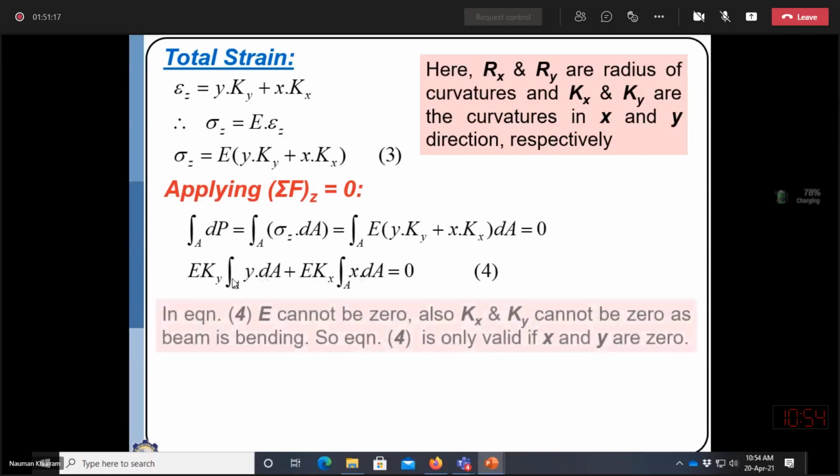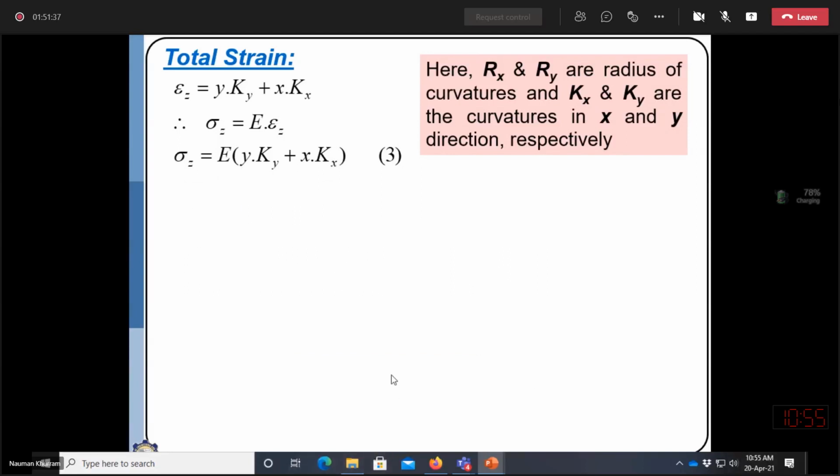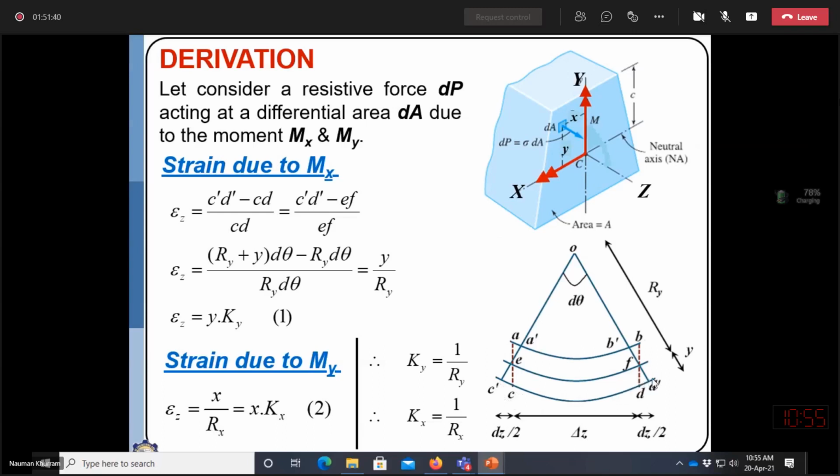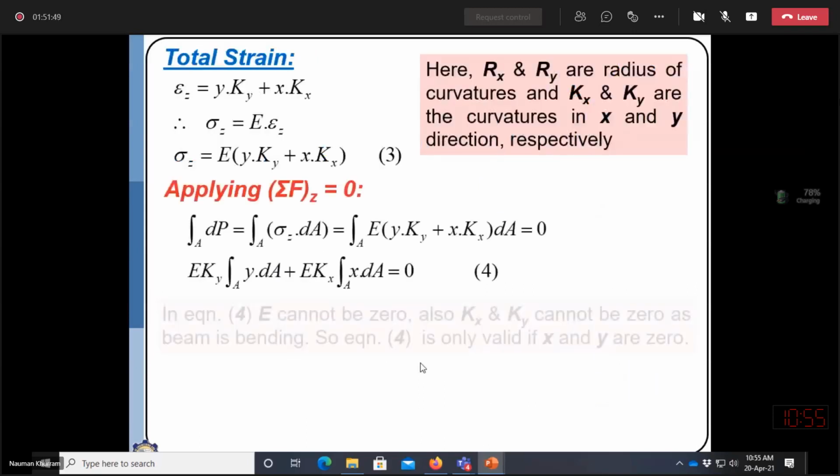So in this factor, the summation must be equal to 0. E into ky and E into kx cannot be 0, because whenever a beam is subjected to moment, it will undergo certain curvature. Curvature is the rate of change of slope, or the deflected shape of the beam. So they will only be 0 if the moments are 0. If moments are acting, curvature cannot be equal to 0.